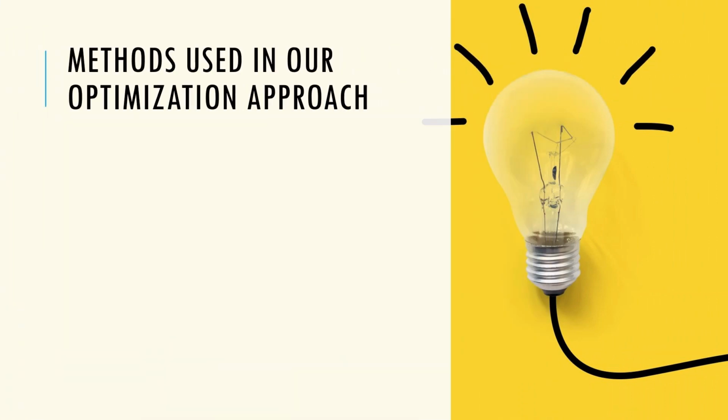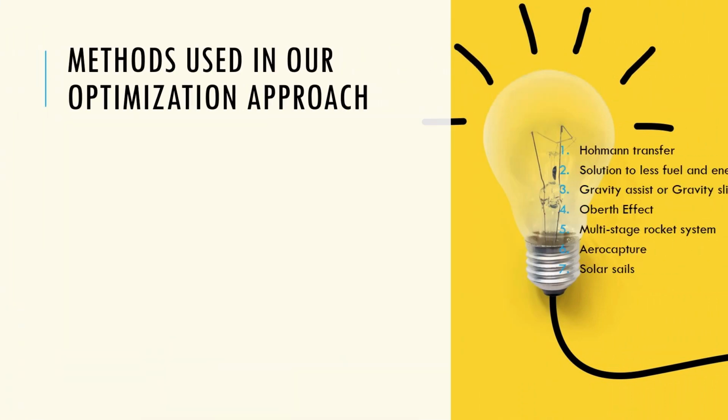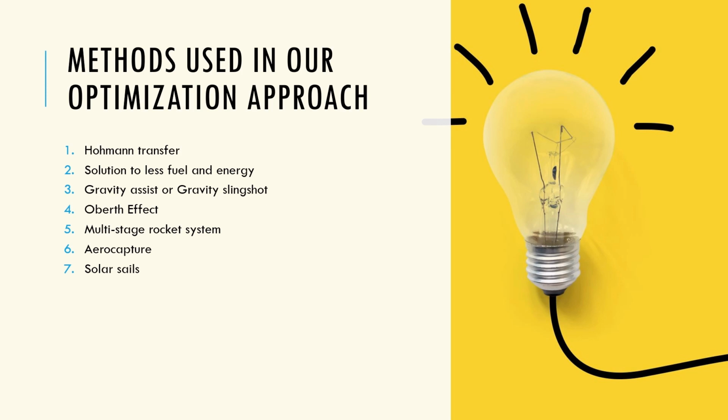The methods used in our optimization approach are listed below. These are Hohmann transfer, solution to less fuel and energy, gravity assist, also known as gravity slingshot, Oberth effect, multi-stage rocket system, aerocapture, and last stage solar cells.